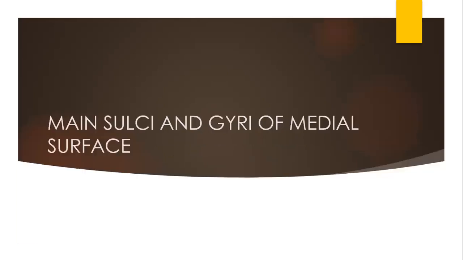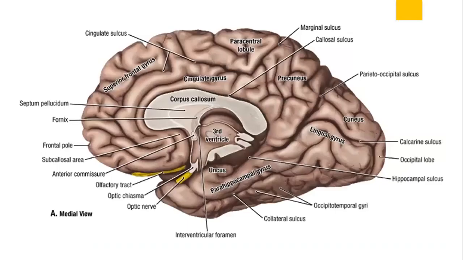So let's start first with the medial surface of the brain or the cerebrum, where we identify the sulci first and then we'll identify the gyri. You just need to know their names and their positions and how they look like. So this is a diagram that you clearly see here.